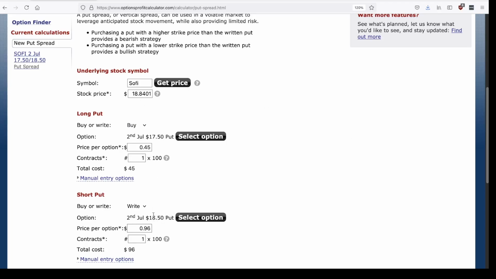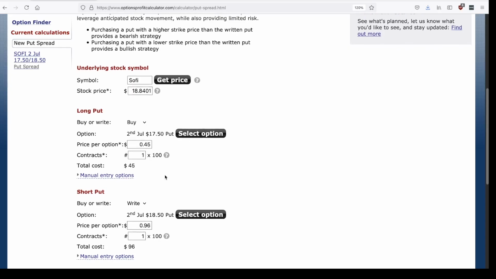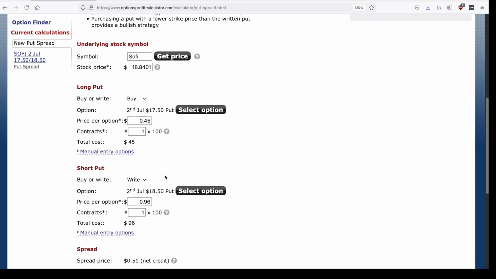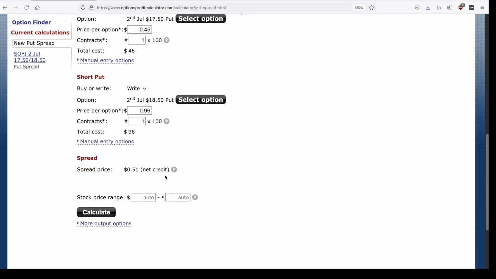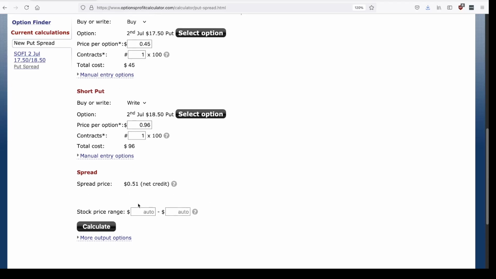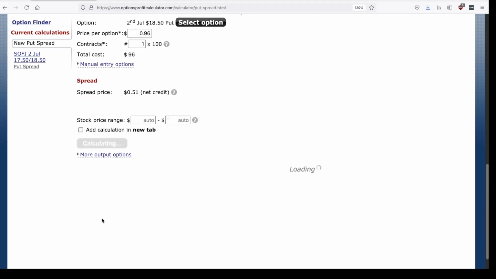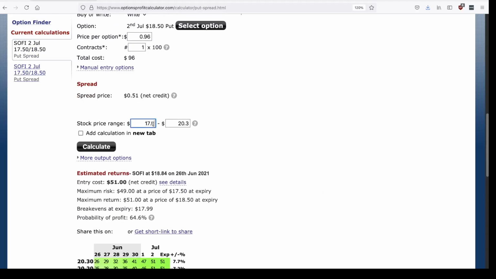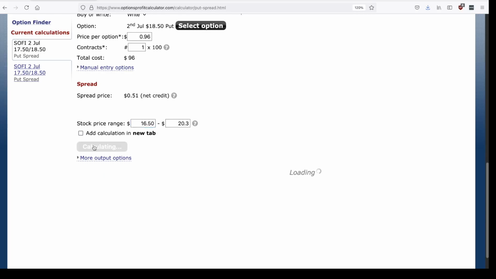So the difference between these is $1, which means my max loss is $100 on this trade. But what ends up happening is I'm selling this one for 96 cents, and I'm buying this one for 45 cents, for a net credit. So my max loss is actually the $100 minus that 51. I'm going to go ahead and click calculate here. I actually want to get this to go a little lower so you can see the P&L a little better.